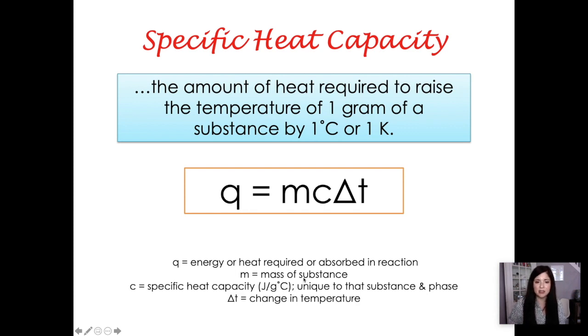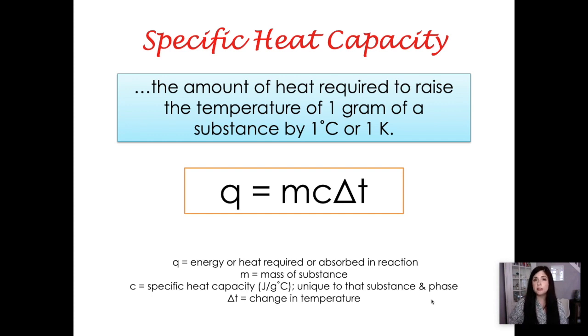And I don't have this on the slide, but Q should have units of joules. Hopefully it is in your notes there. Q, or heat energy, should be in units of joules. Mass, of course, is the mass in grams. So therefore, your specific heat capacity is in units of joules per gram degree Celsius. So joules is a measure of energy. And of course, we're trying to measure how much energy is required to raise 1 gram of the substance. So that's what that lowercase g is for, by 1 degree Celsius. And it's unique to that substance and that phase, which we're going to see on the next slide here. And delta T is your change in temperature.